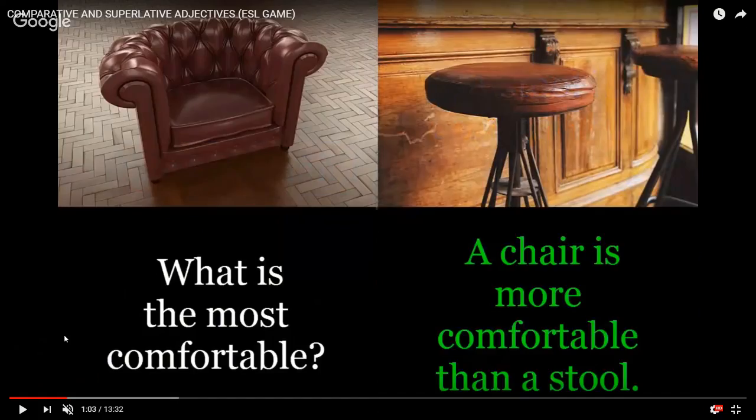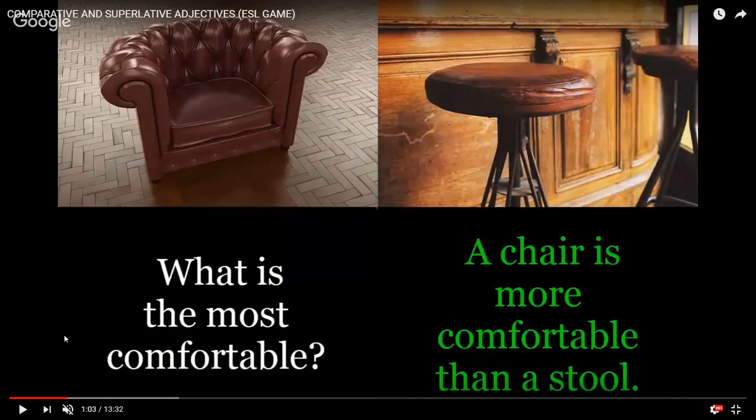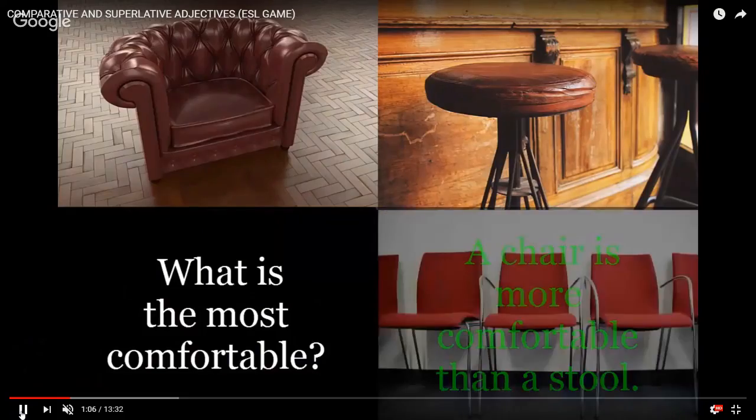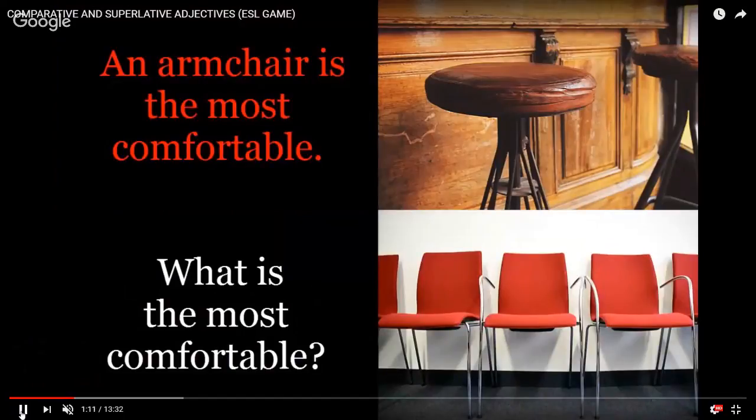The most comfortable is... what was the name? Armchair. Okay. The armchair is the most comfortable. Let's see. The armchair is the most comfortable. Okay. Very good. Yes, an armchair is the most comfortable. So we have to make the 3 forms, the basic, the comparative, and the superlative.